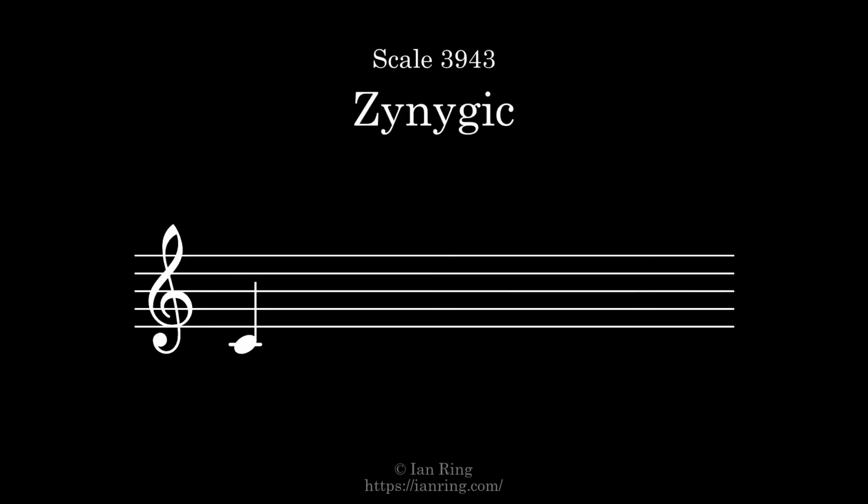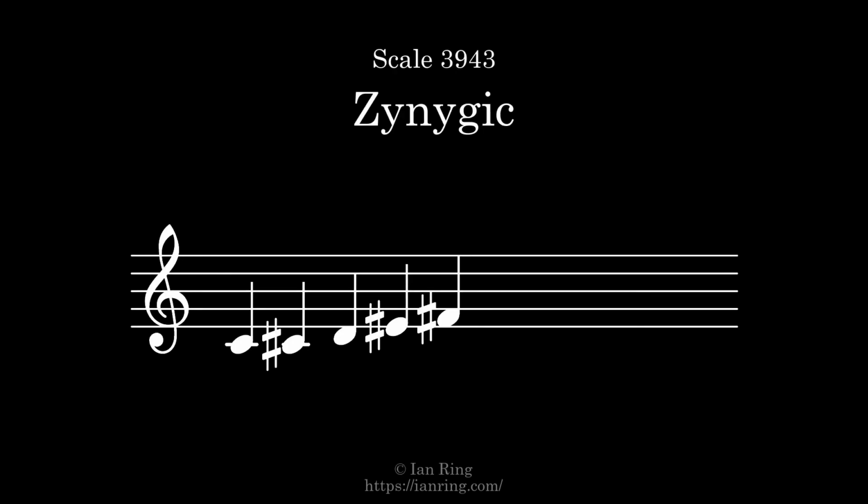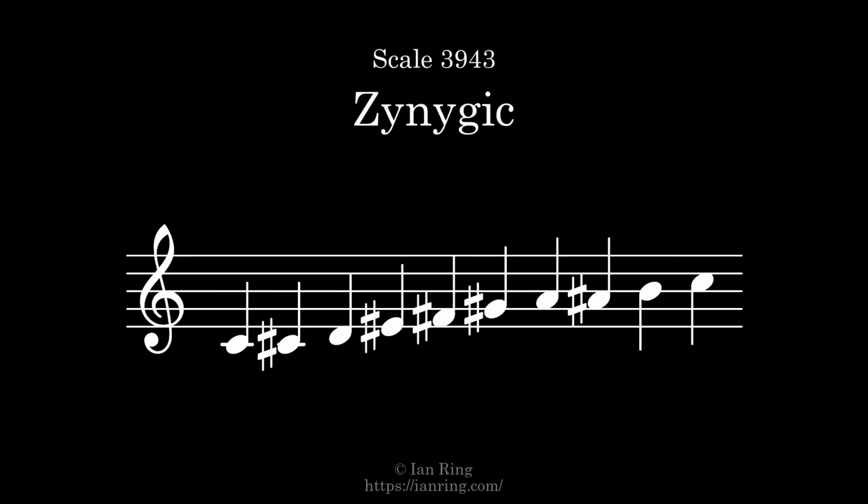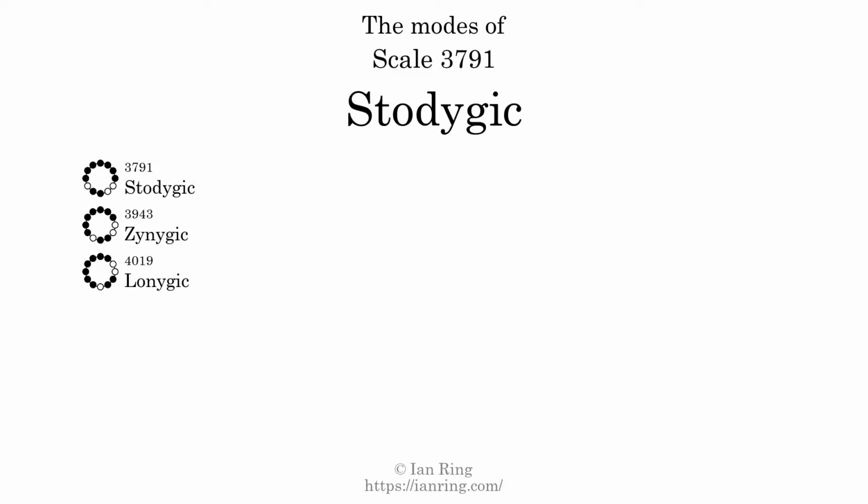This scale has 9 modes. The first mode is itself. The second mode is scale 3943, also known as Stodygic. It sounds like this. The third mode is scale 4019, also known as Stodygic. It sounds like this.